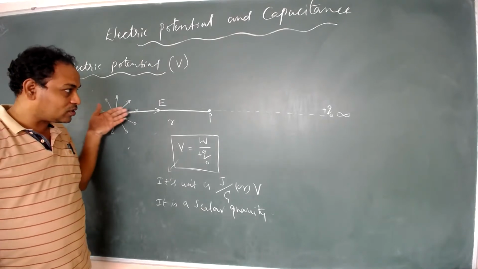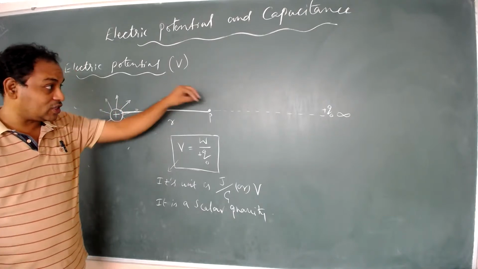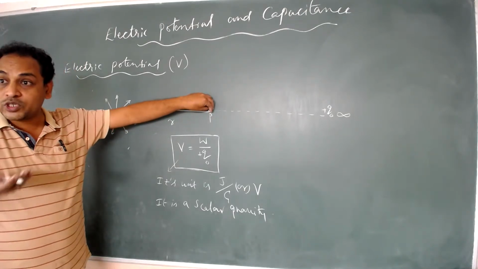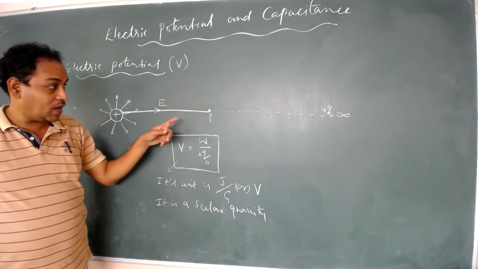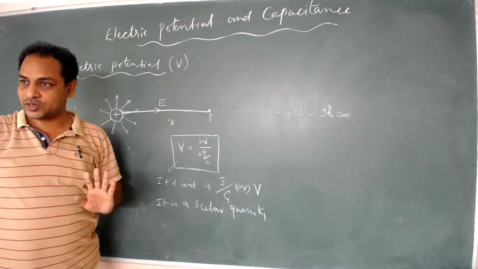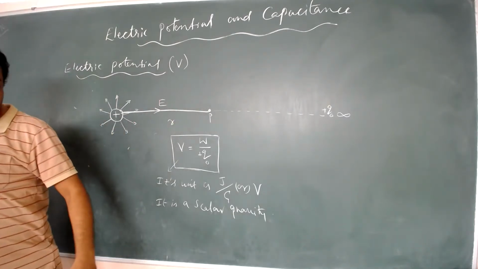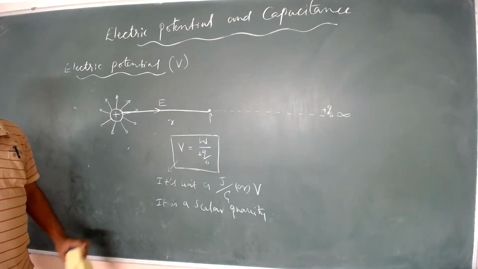Don't think that this is the direction. This is the electric field direction. I am finding at this point how much the potential value, the magnitude, it will tell. It won't tell any direction. Clear? Electric field is having a direction, but electric potential won't have any direction. Clear? Fine. Now, from this, I will define electric potential difference.